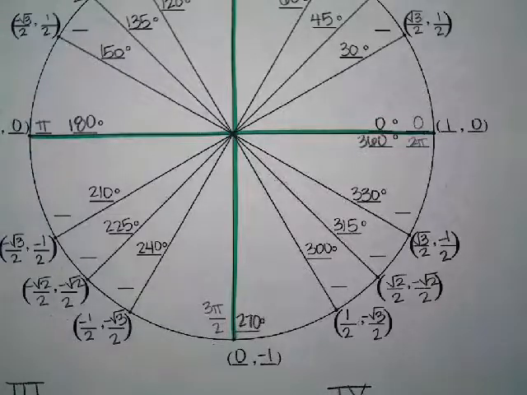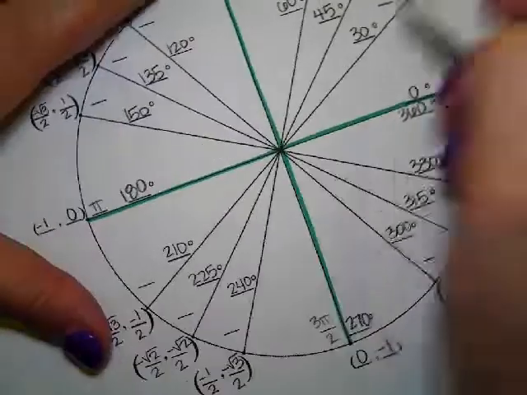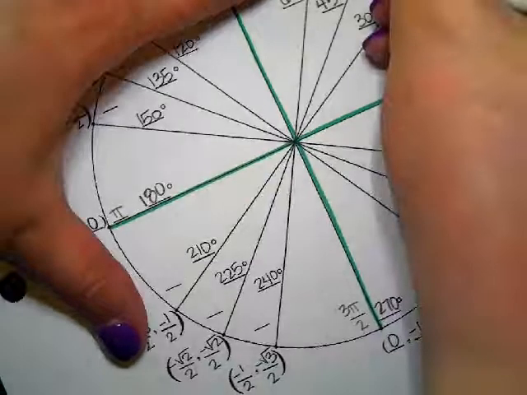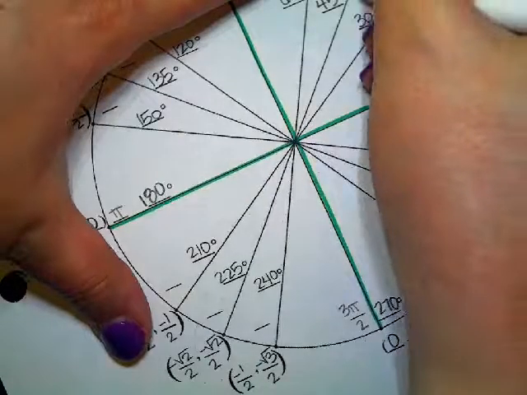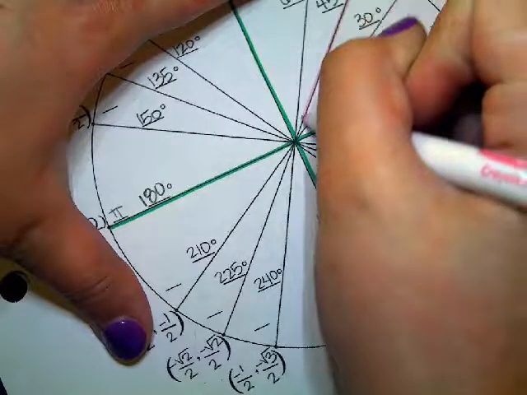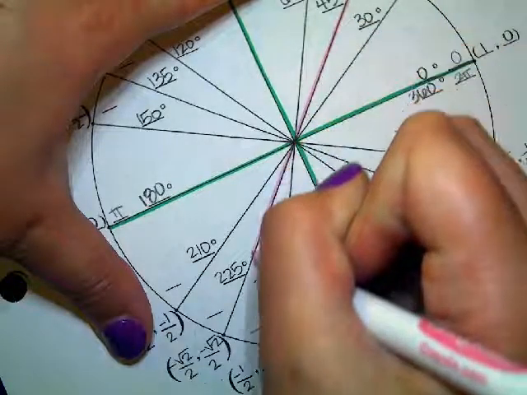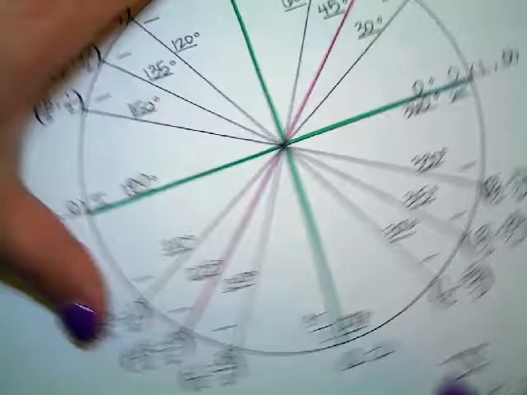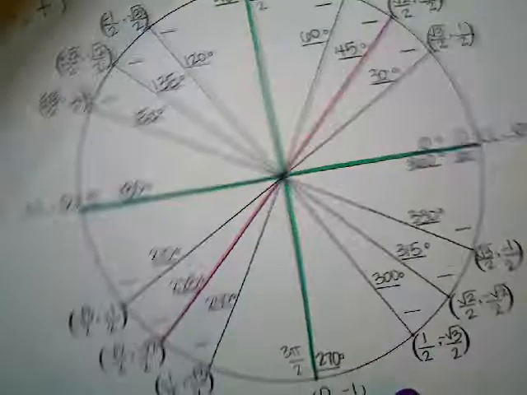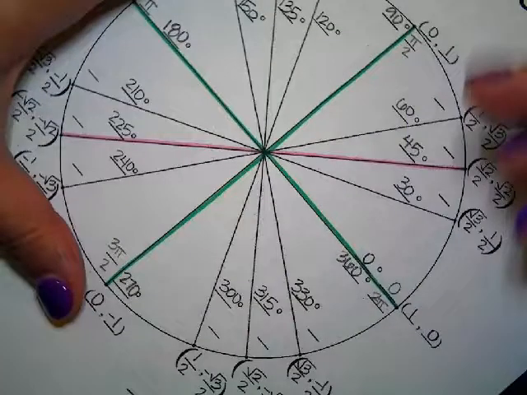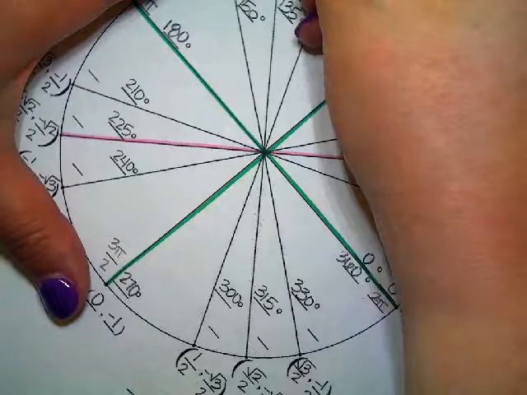All right, grab another color. This color is going to go on the diagonals, okay? So I'm going to do the 45 because that's where the diagonal is. So I'm going to do from the 45 to the 225. There's one diagonal. And then I'm going to do the 135 to the 315. There's the other diagonal.